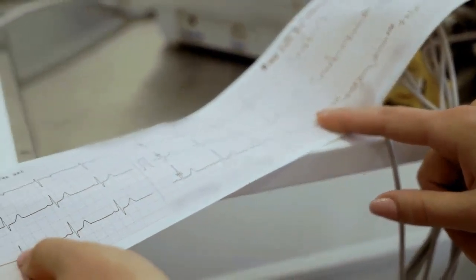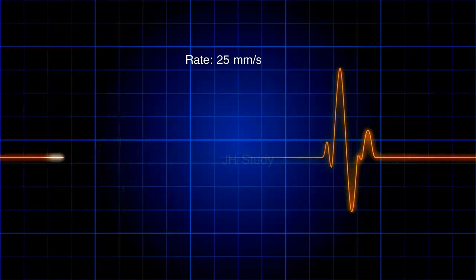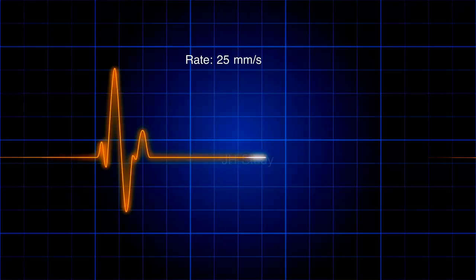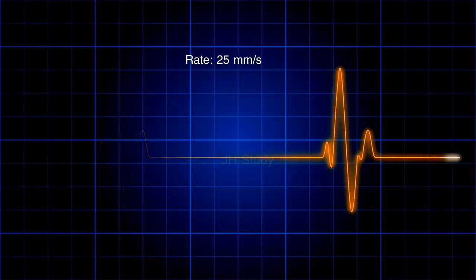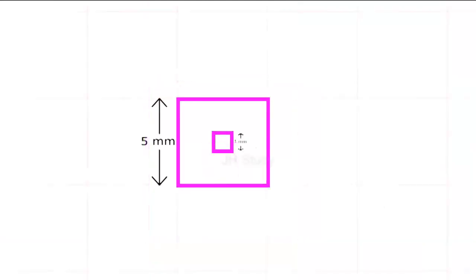Typically, EKG paper is set to a standard speed of 25 millimeters per second and 10 millimeters per mV voltage. The paper is a grid of squares that can be used to calculate heart rate. The paper has large boxes with sides of 5 millimeters. Each large box has 5 small square boxes horizontally and 5 small square boxes vertically, with a 1 millimeter size for each.